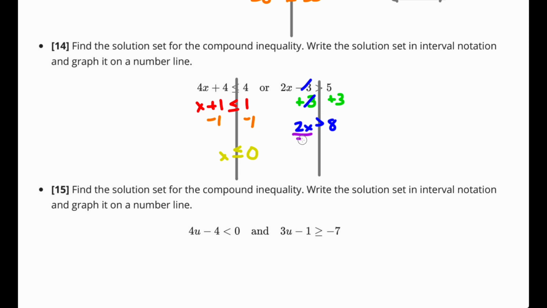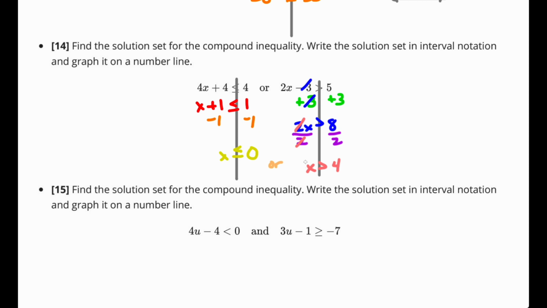Divide both sides by 2. So divide by 2, divide by 2. Cancel, cancel. x is greater than 4. So now we have the answer being x is less than or equal to 0, or x is greater than 4. Okay, so that's the answer written in inequality format.